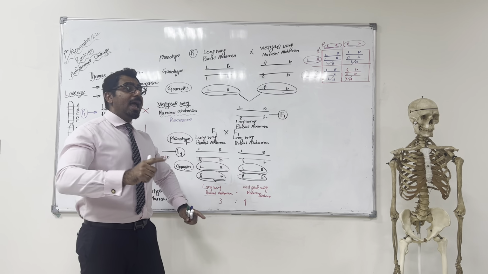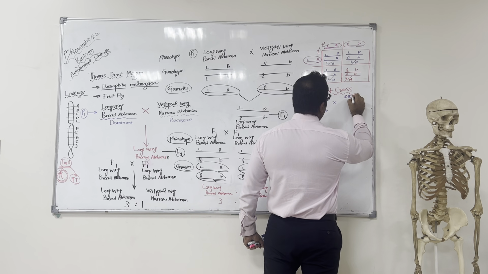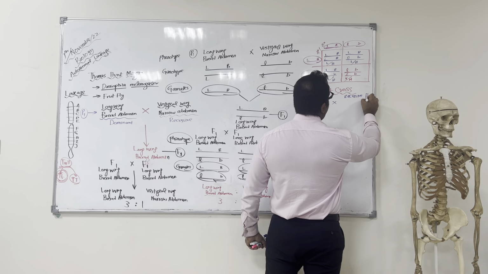Now, please pay attention. On one side, we have this long wing, broad abdomen. You know that in the test cross we always cross it with the recessive parent, right? So over here we have recessive P1. And what is that? That is the vestigial wing and narrow abdomen.